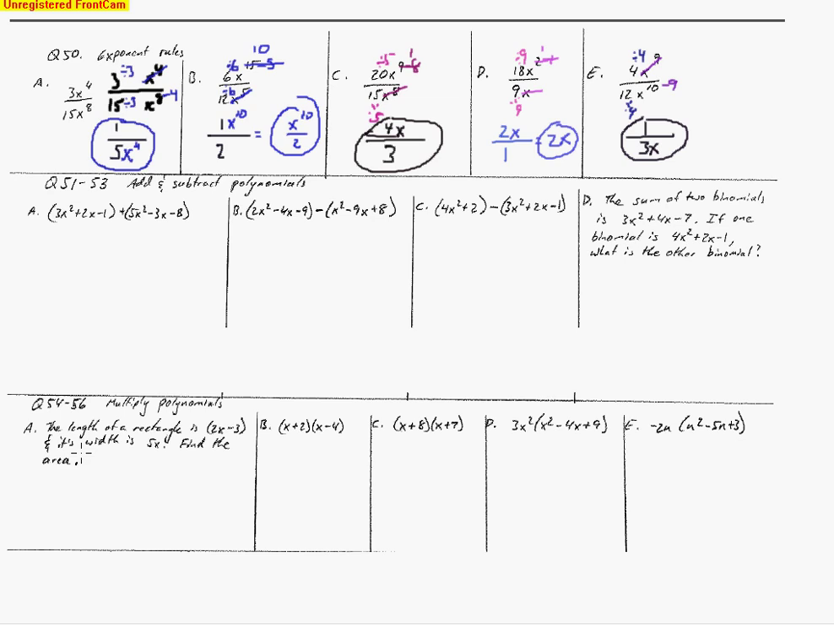Looking at the next few problems, these are asking us to add or subtract polynomials. It looks like we've got 3 problems, 51, 52, and 53 on that. And so 2 of them are going to be just like this, where you're just adding a polynomial, and then one will probably be a subtraction of a polynomial.